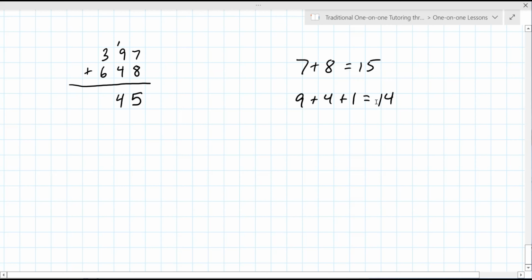The 1. And the 1 goes above the 3 now. So it's now 3 plus 6 plus 1. So 10. Yep, 10 with a 0 there.